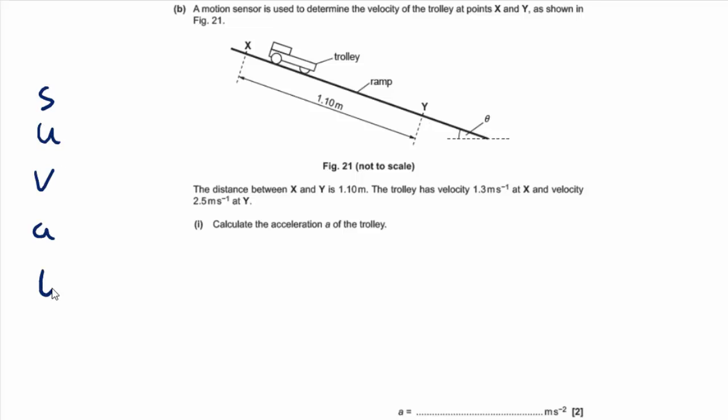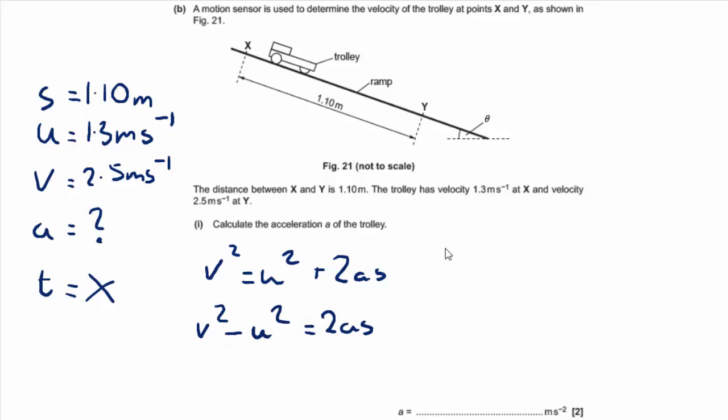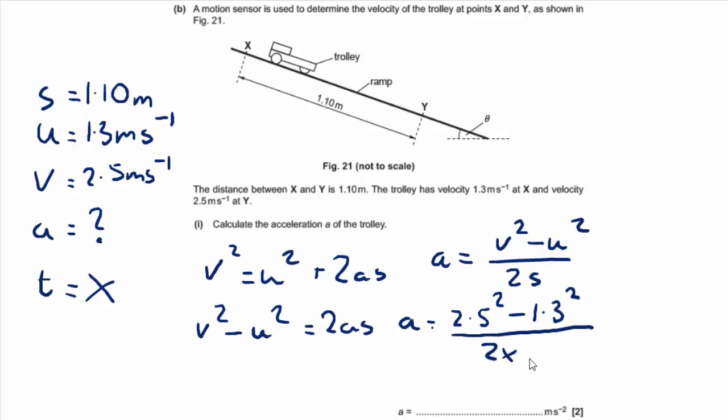So this is a constant acceleration, so we're going to use the SUVAT letters, and I'm going to fill those in. So we've got 1.1 meters for s, we've got 1.3 meters per second for u, 2.5 meters per second for v. We don't know a, and we're after a, and we don't know anything about t, so select an equation that doesn't have t in it. So that's v squared equals u squared plus 2as. Rearrange to get a equals (v squared minus u squared) over 2s. I substitute the numbers in, and that comes out as being 2.1 meters per second squared.